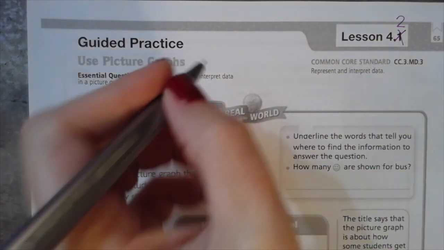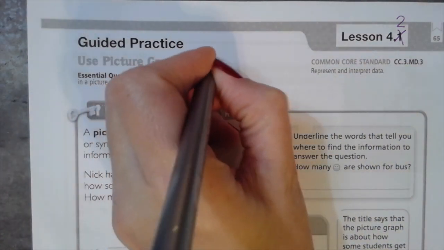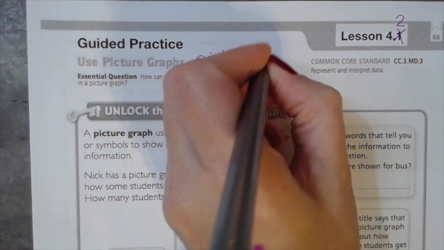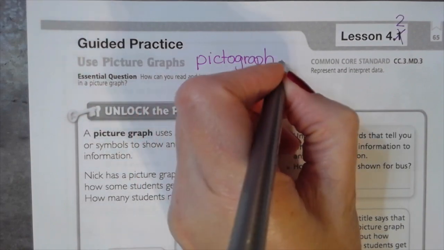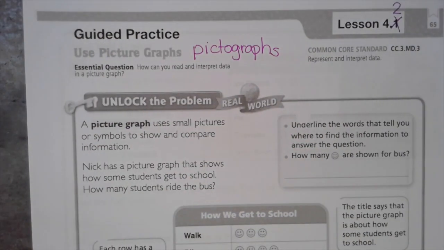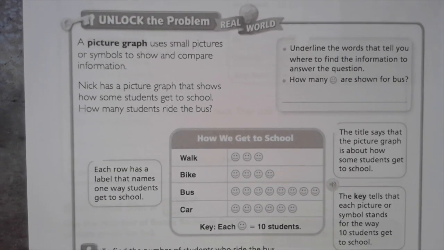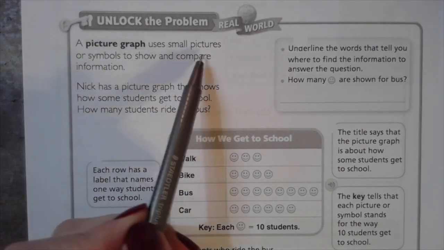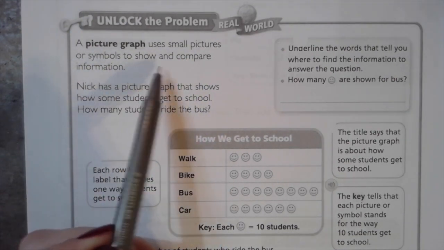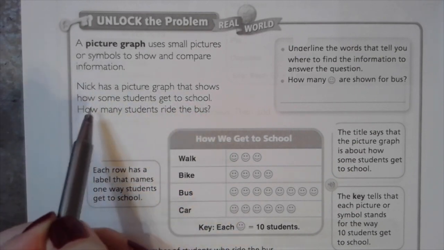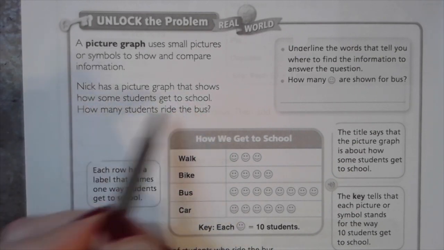Use pictographs, which are also called pictographs. They just kind of put picture and graph together to make pictographs. But they mean the same thing. They're synonyms. Okay, unlock the problem. A pictograph uses small pictures or symbols to show and compare information. Nick has a pictograph that shows how some students get to school.